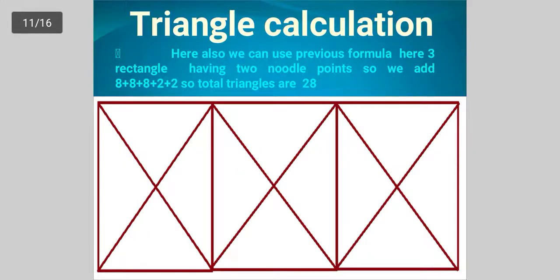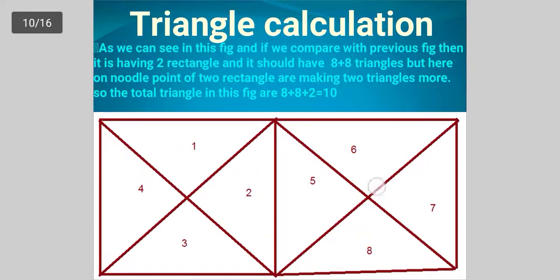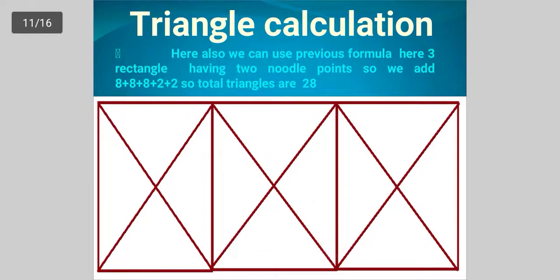Here again, we will use the same formula as we used in the previous slide. Here a total of 3 rectangles are joined in a straight line. Due to that, 8 triangles will be here, 8 triangles here, 8 triangles here. Due to the joining, one main triangle is forming and 2, 3 and 4. So 8 plus 8 plus 8 plus 2 plus 2. So a total of 28 triangles are formed here.